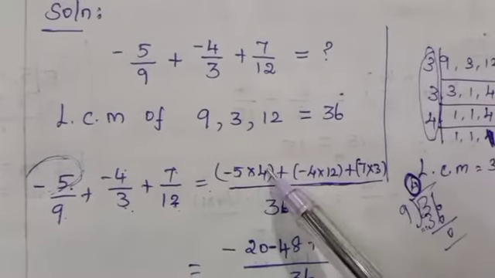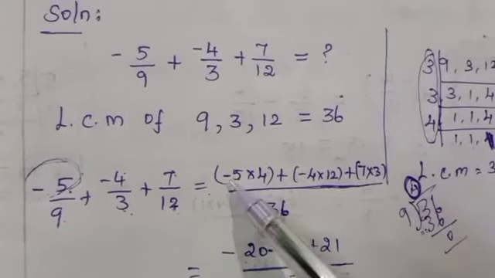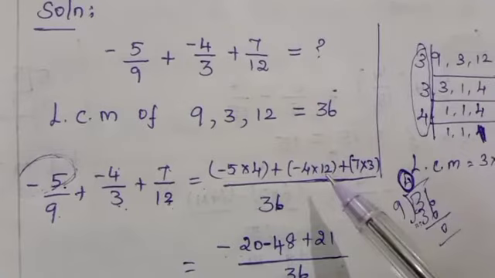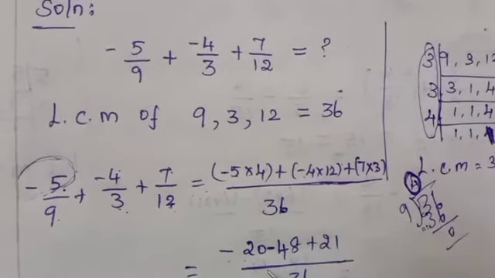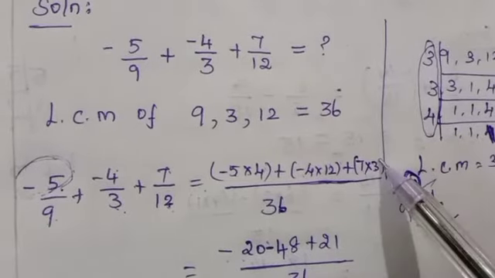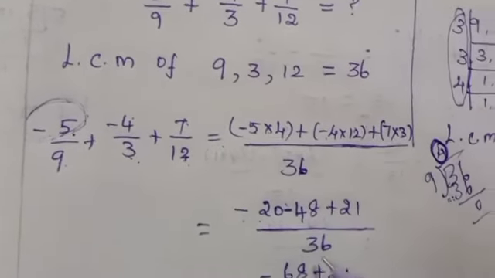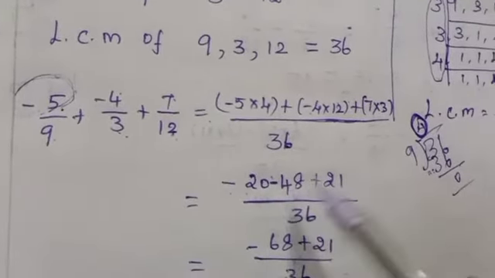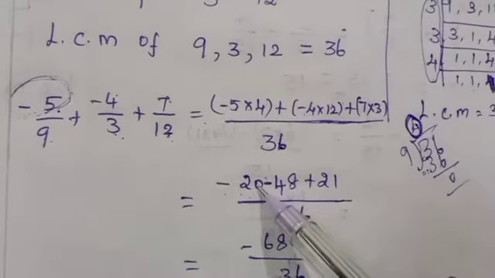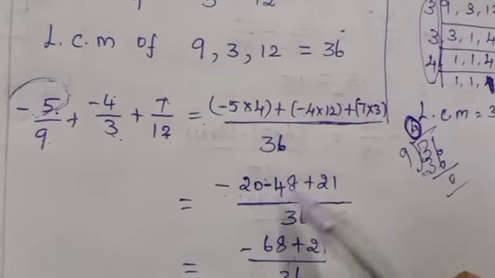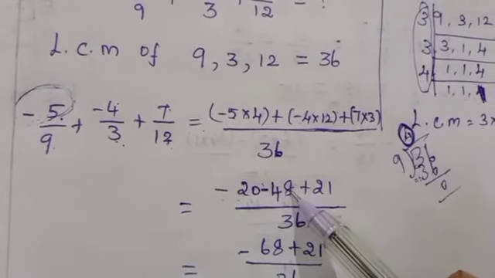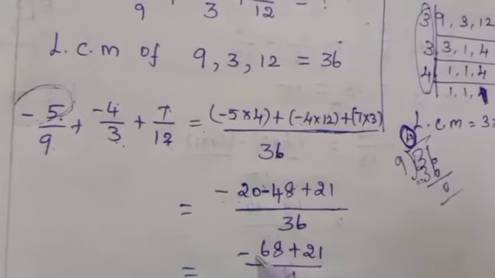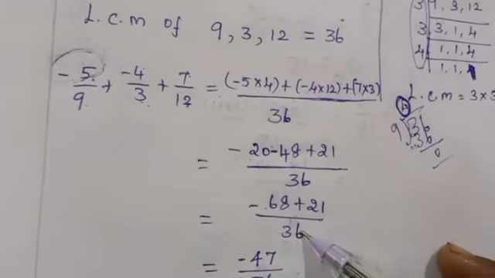Now 5 4s are 20, minus into plus is minus. 4 12s are 48, minus into plus is minus. 7 3s are 21, whole divided by 36. Now we have two like integers, the same sign integers, so you have to add these two. That is 20 plus 48 is 68. Same sign taken, right? Minus 68 plus 21 by 36.